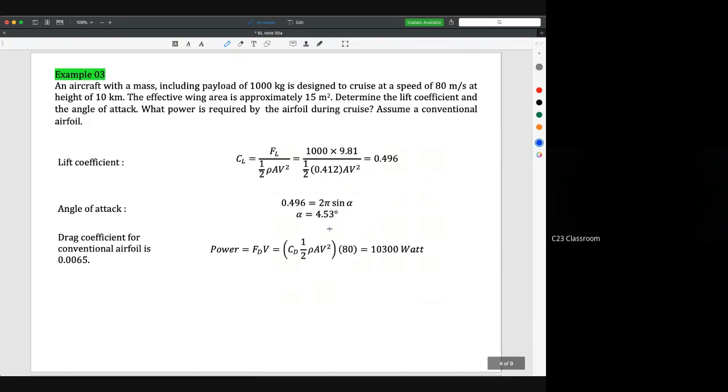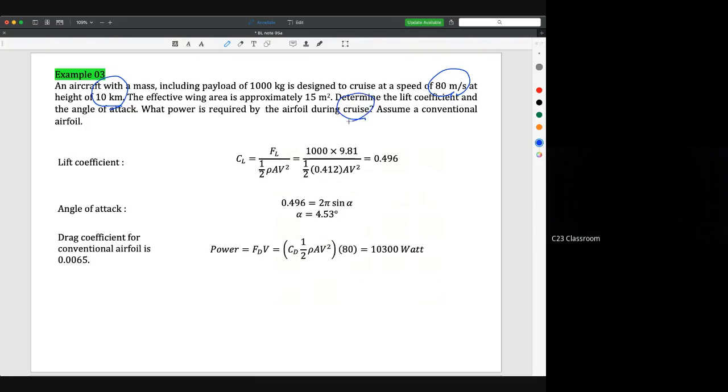So in example 3 here, an aircraft with a mass including payload of 1,000 kilogram is designed to cruise at a speed of 80 meters per second at a height of 10 kilometers. The effective wing area is approximately 15 meters squared. Determine the lift coefficient and the angle of attack. What power is required by the airfoil during cruise? Assume a conventional airfoil.